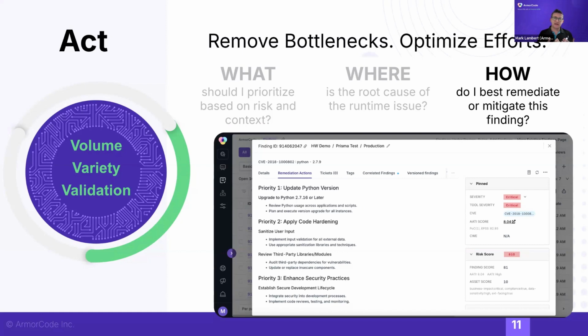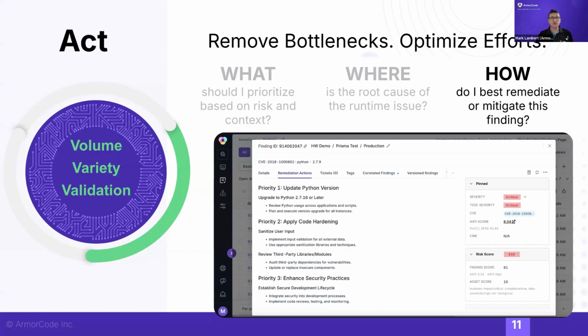But how can I be a little bit more proactive? What are my other strategies to protect myself so that when the next vulnerability is found, I have some defensive techniques inside of the code base already? So code hardening, training, for example, is another thing that you would build into your remediation action plan. So this is how we're leveraging AI within ArmorCode to help start removing the bottlenecks in the process: what to fix, where to fix, and how to fix.